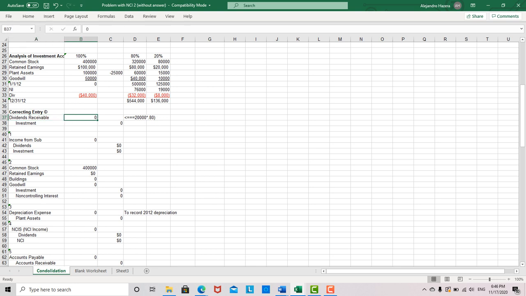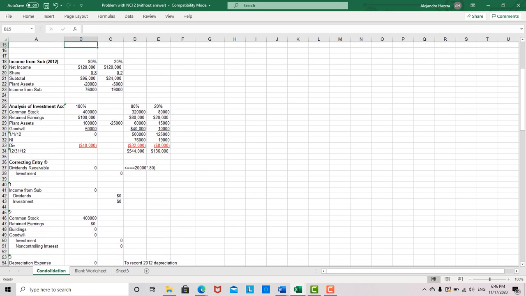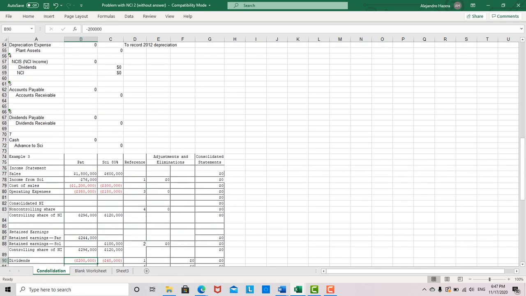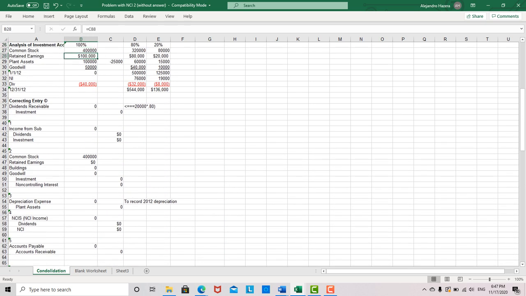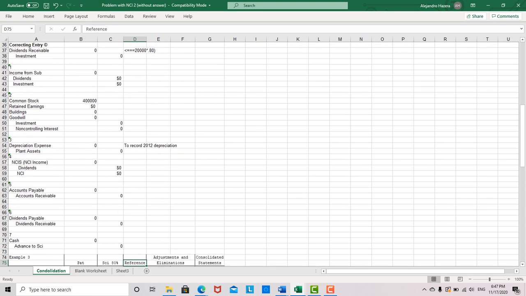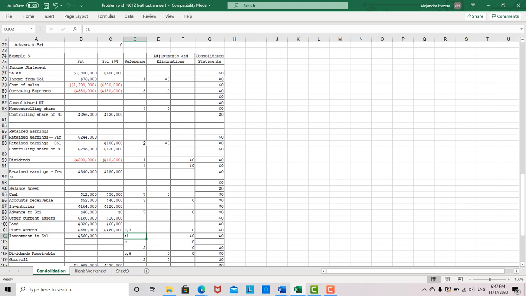And then one more thing is you should match up both the income and the investment account with their balances on the financial statements. The income matches up. There's your 76 income from sub. We go down to the parent's income statement, and there's your 76 income from sub. They match. But then you come down here to the parent, and you're saying, and this is correct, by the way, that their investment account should be 544. But we come down here and we find out that their investment is 560.